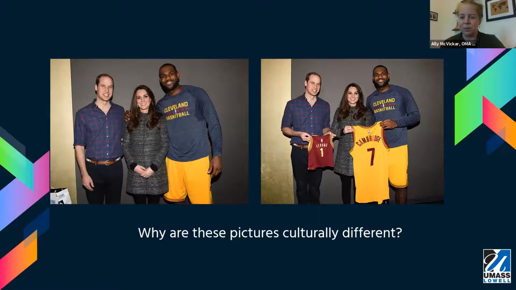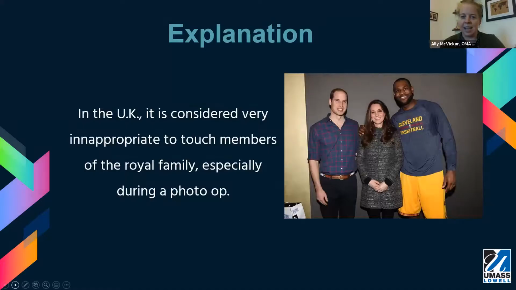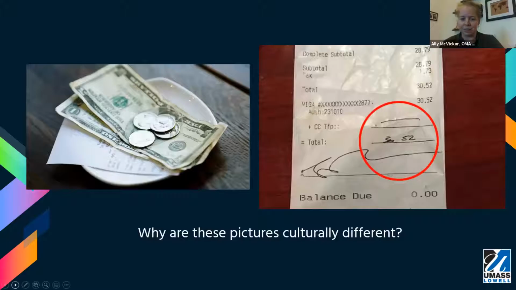Okay, so hopefully you were able to discuss that a little bit. We will have the answer on the next slide. In the UK, it is considered very inappropriate to touch members of the royal family, especially during a photo opportunity. So this is an explanation. LeBron is in the wrong. You're not supposed to be touching the royal family, right? That's just a cultural thing in the UK. So you'll see these in the next couple slides here.